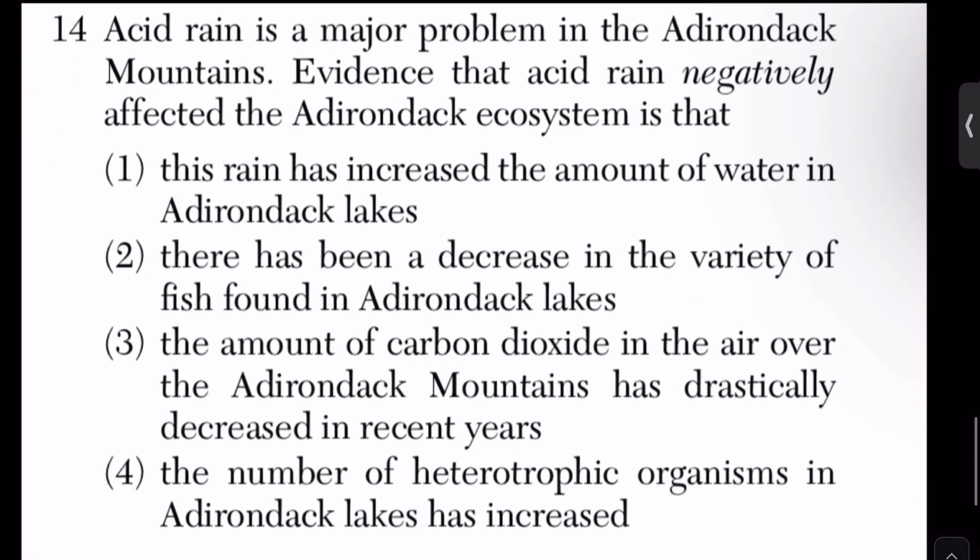Our next question is about acid rain. It says, number 14, acid rain is a major problem in the Adirondack Mountains. Evidence that acid rain negatively affected the Adirondacks ecosystem is that... And so this is really just asking, what is the effect of acid rain? Number 1, this rain has increased the amount of water in Adirondacks lakes. This is not proving a negative effect on the ecosystem. There just being more water is not the problem with acid rain. It's more about the acidic component of the rain.